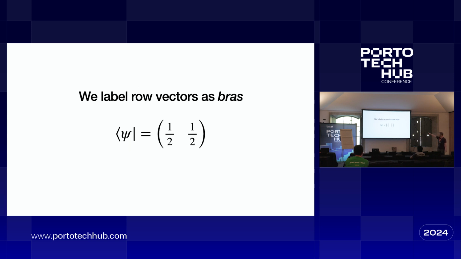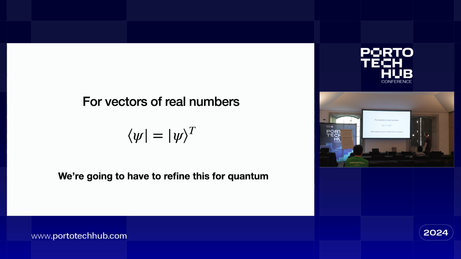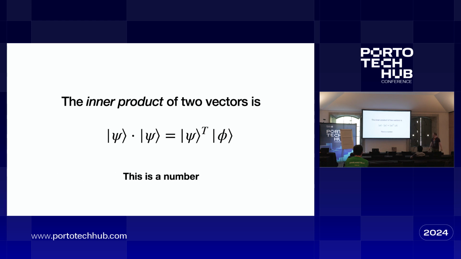We label row vectors, we call them bras, right? And the pointy bit goes that way, right? Seems silly. Well, why would we do that? We'll get to that in a second. Now, for vectors of real numbers, you can see that I can get from a ket to a bra by taking the transpose. Trivial, right? I just stick it on its side, okay? So there's a relationship between the bra and the ket. This is going to be different for quantum.